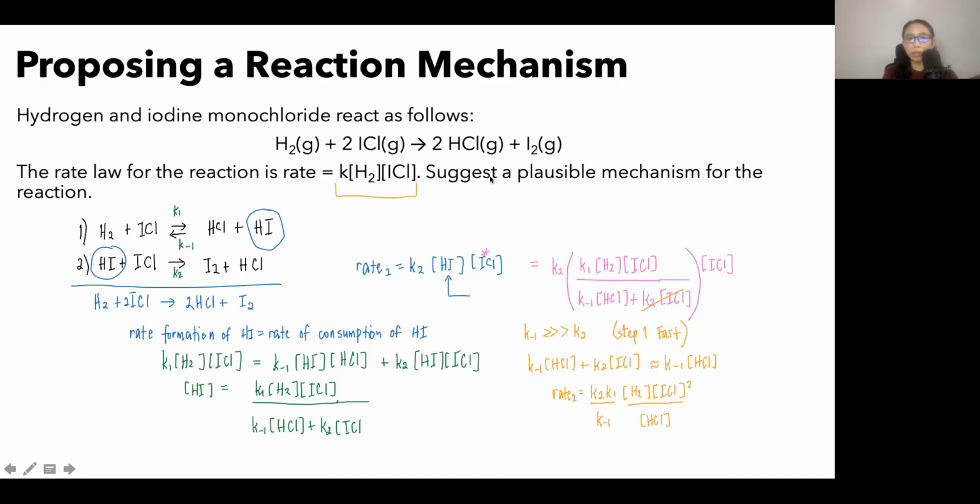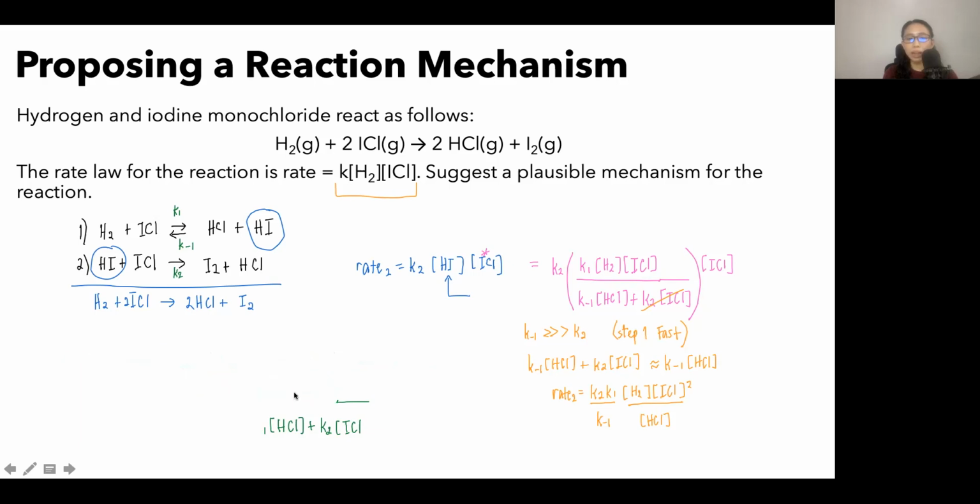But we have another assumption. We can make another assumption, right? What is the second assumption that we can make? Instead of step 1 being your fast step, what if the second step is the fast one? Therefore, step 1 is the slow step. So that assumption will be like this: k2 much, much greater than k negative 1. So step 2 is a fast step.